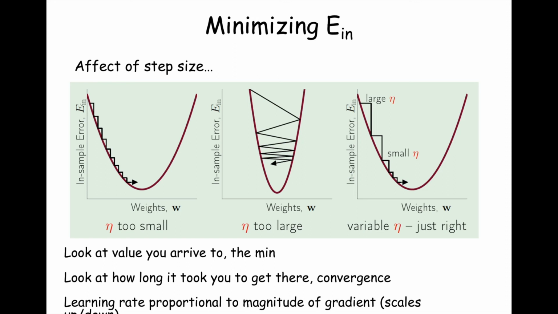And so what you really want is an eta that adjusts based on the magnitude of the gradient, because by definition, once you get closer to the local minimum, the gradient is going to get closer and closer to zero. Okay? All right. Any questions about this? Does that make sense? Okay.